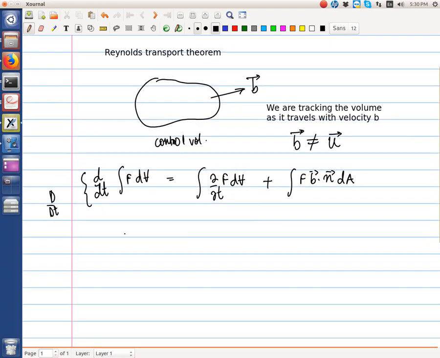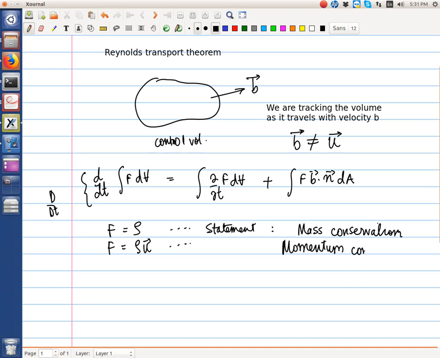Now if we set f equal to rho, then the statement above becomes mass conservation. If f equals rho times u, then the above statement boils down to momentum conservation, and so on. So set f equal to rho in the above.